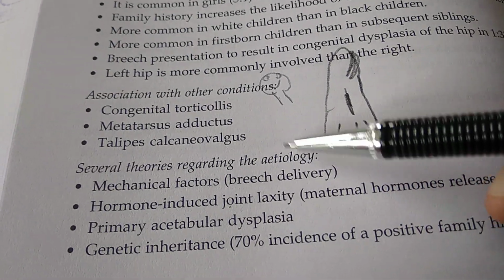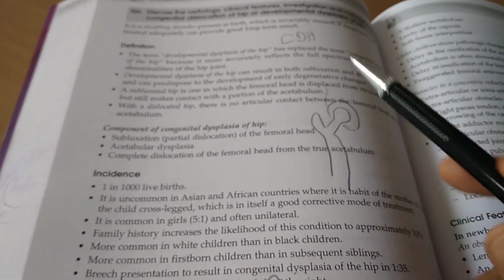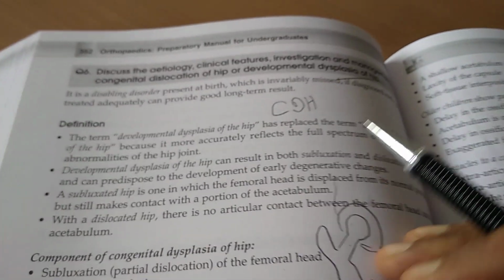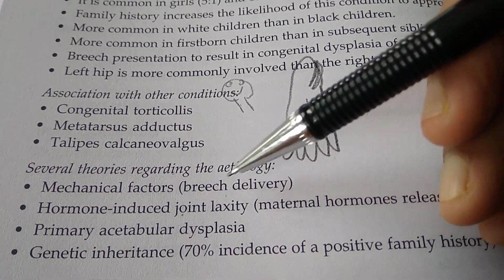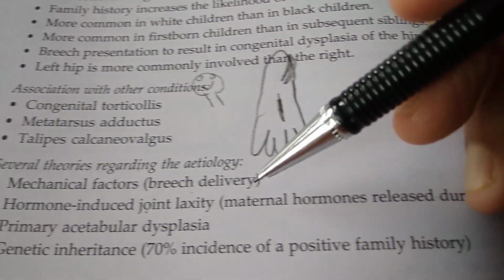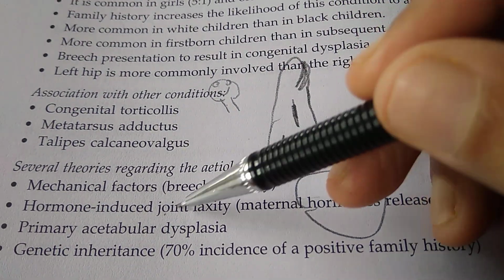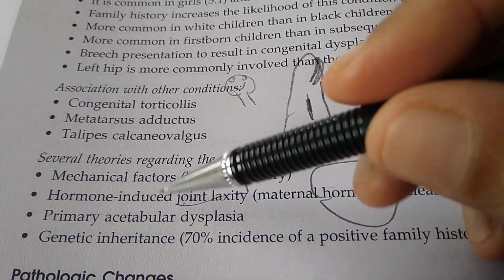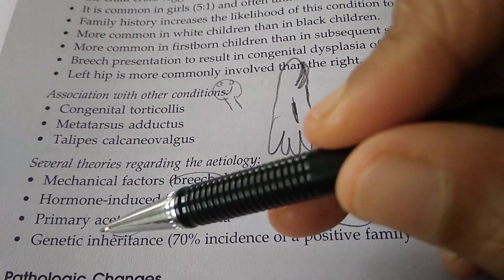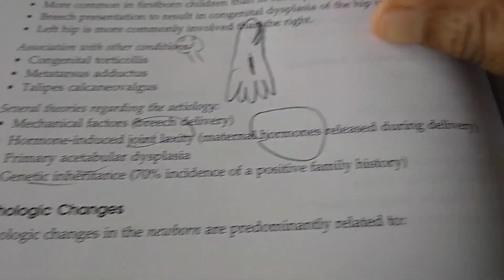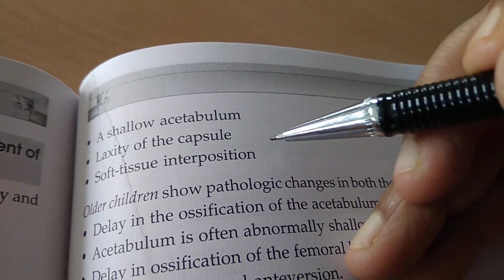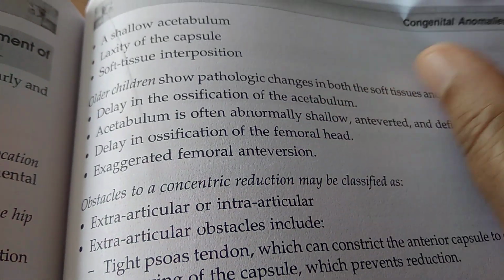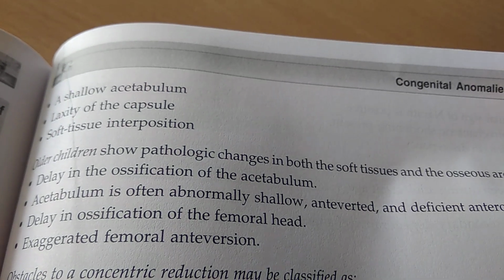Then why does this happen? Why does this congenital dislocation of the hip, dysplasia of the hip happen? It can happen because of mechanical factors like a breech delivery or a hormone induced, right? Oh, so a hormone effect can bring joint laxity, is it? Then acetabular dysplasia, genetic. Okay, pathological changes. In the newborn, they are talking about shallow acetabulum, laxity of the capsule, soft tissue interposition. Okay, and in elder children, delay in the ossification.